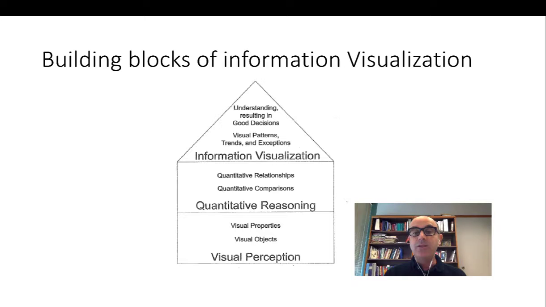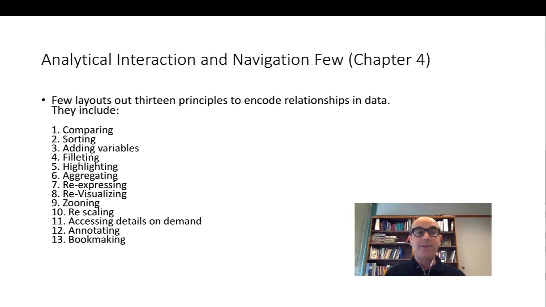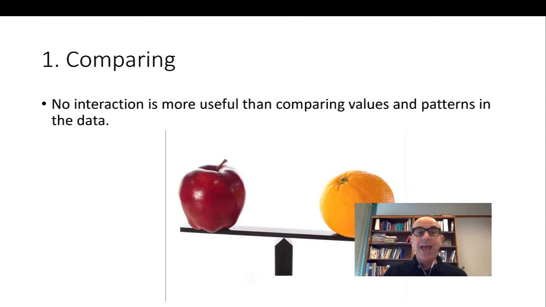So the building blocks of information science are, first of all, learning about the results and trying to do that with information with regard to visualization. We will learn about reasoning, and we will learn how we persuade and how we communicate with visual objects and visual properties. In chapter 4, he talks about layout, and he gives us 13 principles of layout, relationships between data. He talks about comparing, sorting, editing, filtering, highlighting, zooming, and we will learn how to apply that with regard to visualization.